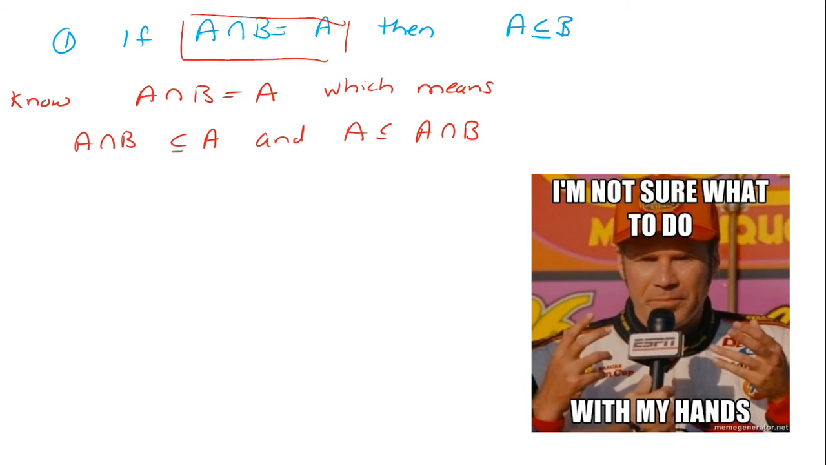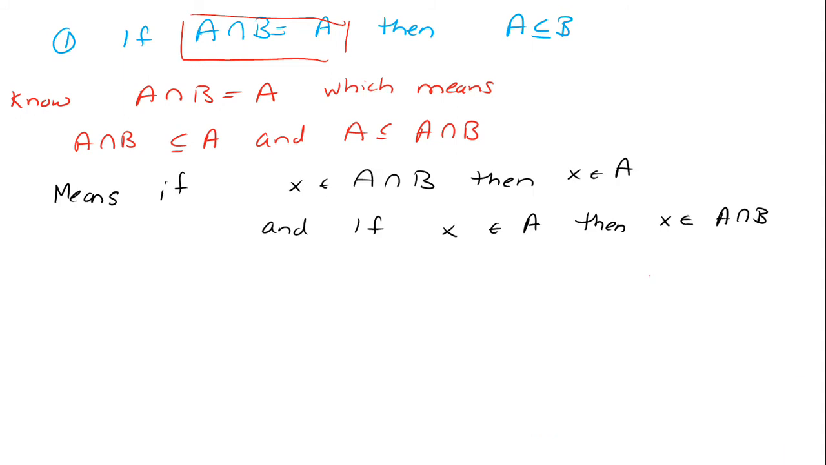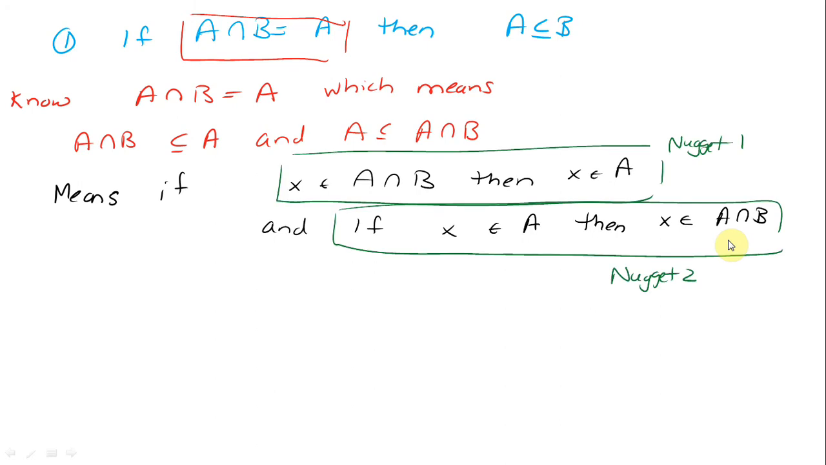Again, I have a problem here because I've got a bunch of sets with lots of directions, not really sure what to do with my hands. Well, I have to write down what that means. Set containment means membership in one is membership in the other. So that means that if X belongs to the first set, then X belongs to the second set. And my second statement, if X belongs to the second set, then X belongs to the first set. That's what that means. Now I've got something to work with. I've got two nuggets.